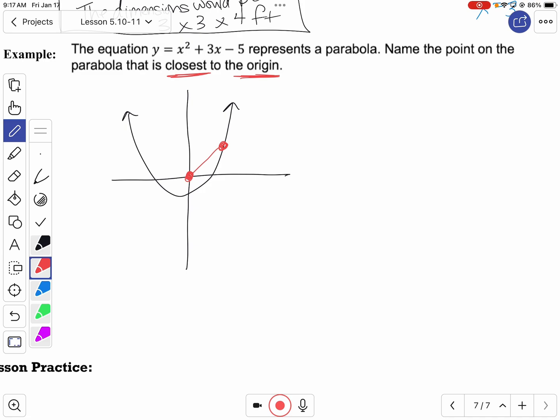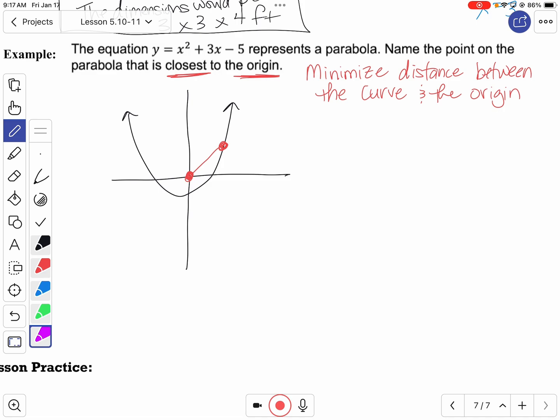So is that a maximum or a minimum? We're looking for a minimum, so we're going to minimize the distance between the curve and the origin. That's what we want to do. We want to minimize the distance, so we're going to need the distance formula. We've not used that in a long time. How do we do that?